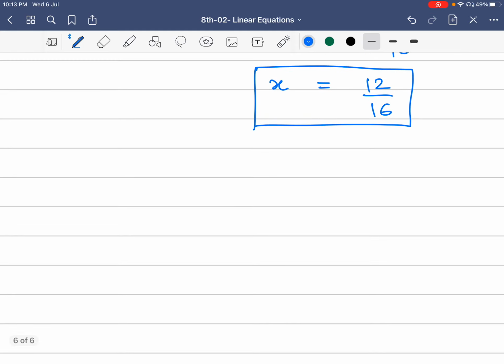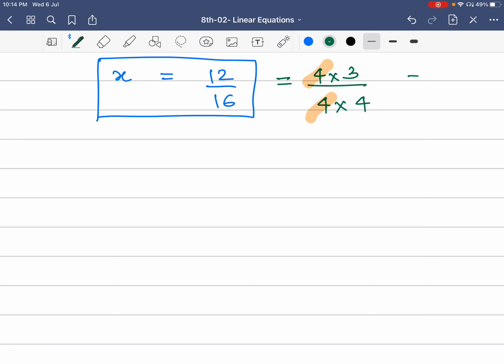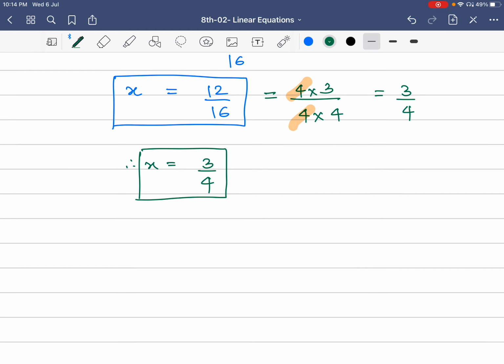Now as you can note down, this x can also be reduced further. How do we do that? Now this can be written as 4 into 3, 12, whole divided by 4 into 4, and once again this 4 and this 4 will cancel each other out. So what remains is 3 by 4. So we can say x in reduced form is equal to 3 by 4. So that unknown number which they are trying to ask is 3 by 4.